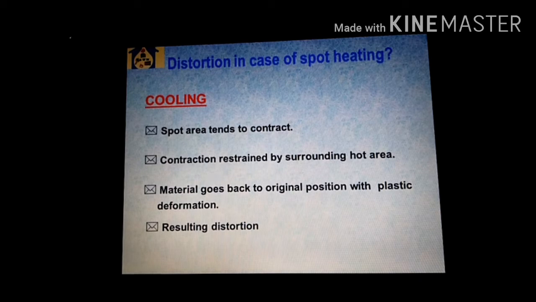Cooling. The spot area tends to contract. Contraction is restrained by the surrounding hot area. Material goes back to its original position with plastic deformation, resulting in distortion.